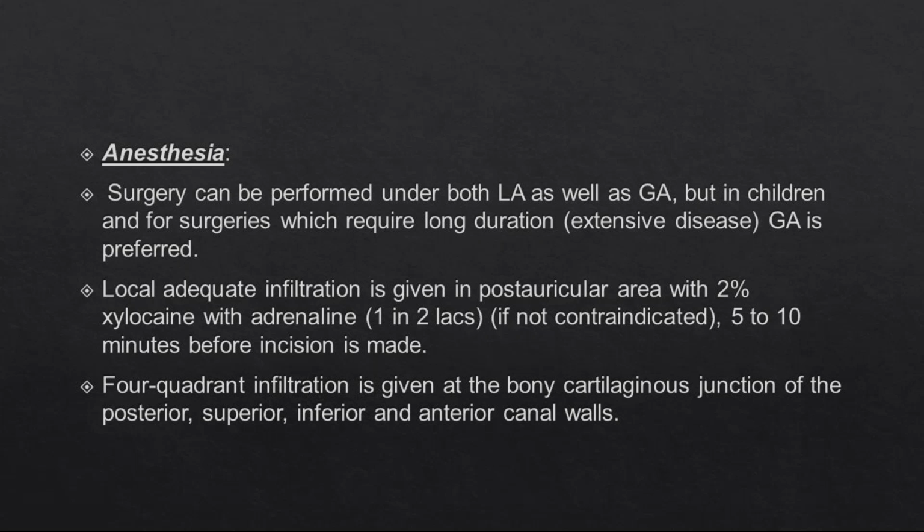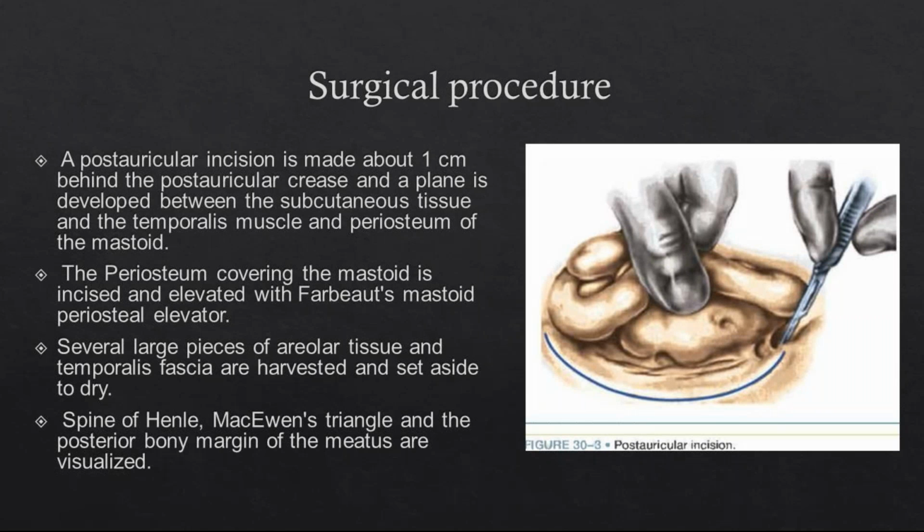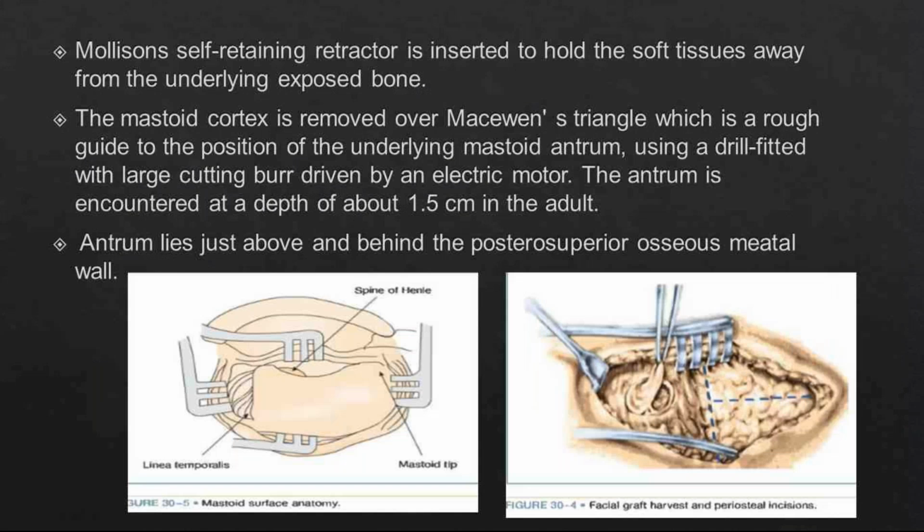Four quadrant infiltration is given at the bony cartilaginous junction of the posterior, superior, inferior, and anterior canal wall. So this is the incision given. Once you give the incision, slowly you deepen it, and the next step is you reach the periosteum. Then you give a T-shaped incision in the periosteum.